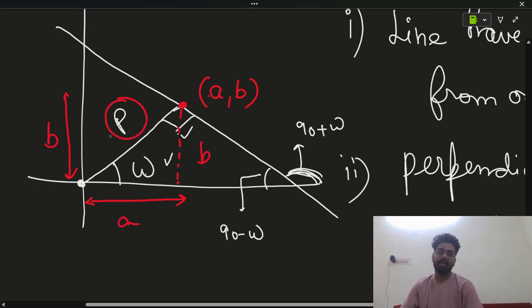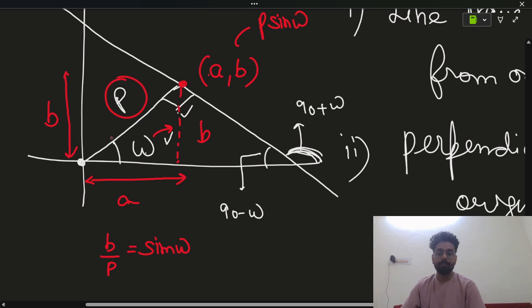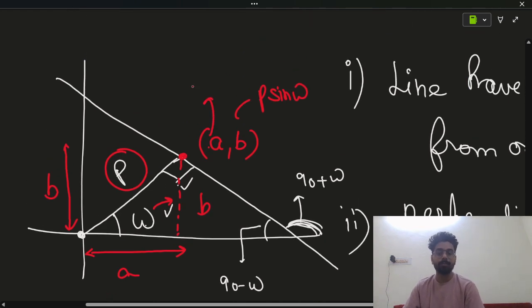Now this is given. So we can say B by P. Basic trigonometry. Perpendicular means the side opposite to the given angle, perpendicular divided by hypotenuse is equal to sine. So from here, guys, you will have B is equal to P sine W. Okay, and over here, similarly, we will write A by P is base upon, or adjacent upon hypotenuse, which is cos W. Cross multiply, you will have A equal to P cos W.